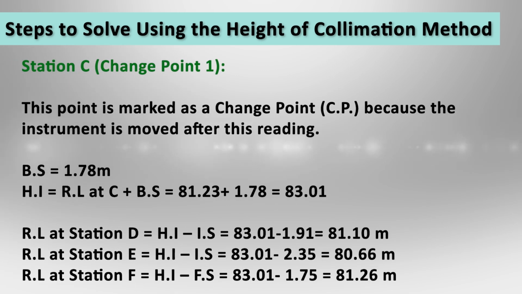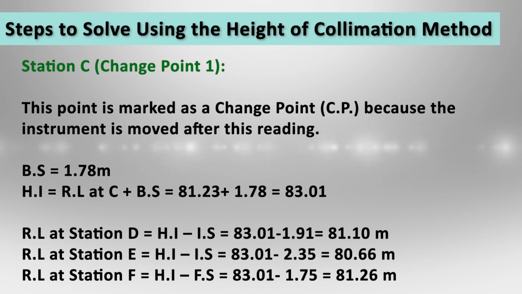Now, in station C, that is the first change point, this point is marked as change point because the instrument is moved after this reading. So, back side here would be 1.78 meter. So, new HI would be reduced level at previous station, that is station C, plus the back side. So, 81.23 plus 1.78, which will be equal to 83.01 meters.